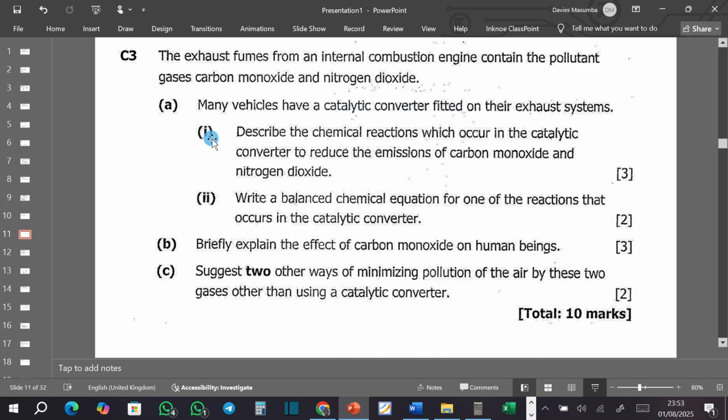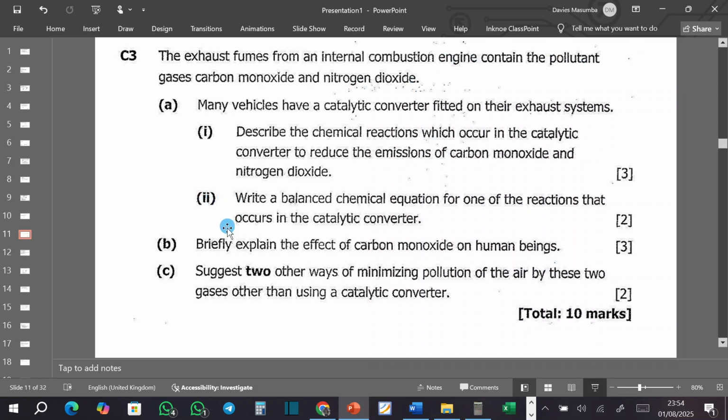So, A, they're saying describe the chemical reactions which occur in the catalytic converter to reduce the emissions of carbon monoxide and nitrogen dioxide. So you explain what reactions happen there, which make these gases neutralized so that they don't have the polluting effect they have.